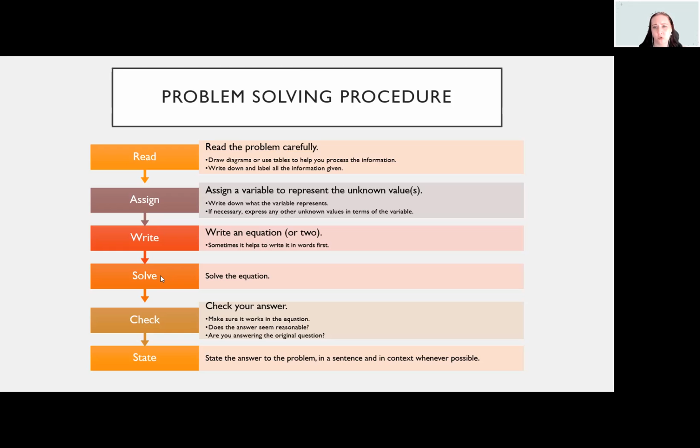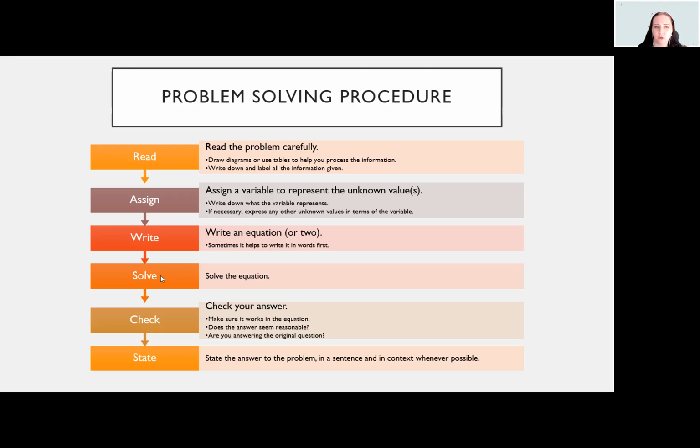For percentages, I don't normally draw pictures or tables, but I do write down the information that I know and try to piece it together. Then once you've read through it, you start assigning variables, the things that you don't know that you're trying to find out. Let's say I'm trying to find a percent, so I'll say P is my percent. Then if there are other unknowns, you try to write relationships between them.